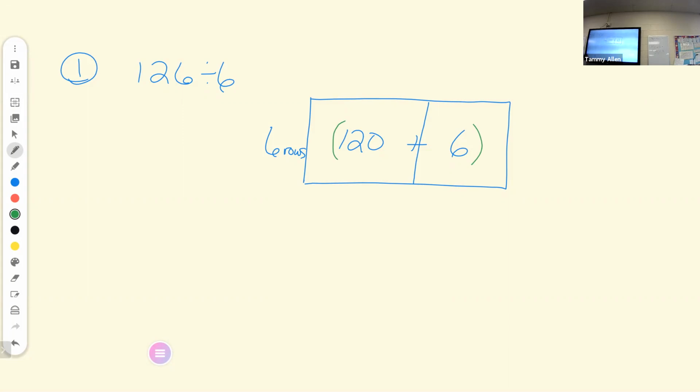So now I need to ask myself, what's 120 divided by 6? Well, what's 12 divided by 6? 2. Well, it's not 12, it's 120, so instead of 2 it's 20. There we go. Good job. Well, what's 6 divided by 6? 1. What's 20 plus 1? 21. So our answer is 21.